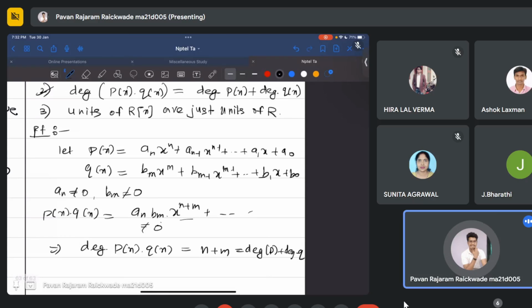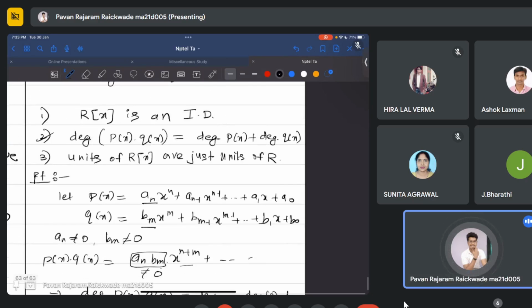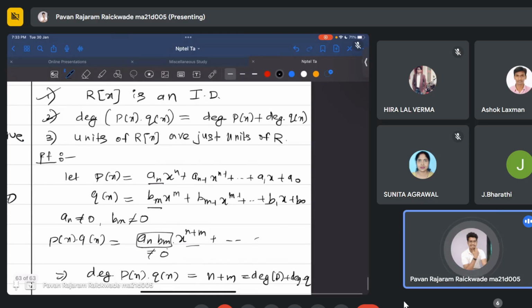Also, if p and q are non-zero, then there exist highest degree coefficients which are non-zero, and I'm getting the product also non-zero because this one coefficient is non-zero. So automatically I also get that R[x] is an integral domain, because non-zero terms cannot give me a zero term by multiplying. If I started with two non-zero polynomials p and q, I cannot get a zero polynomial by multiplying them. This is what integral domain means.